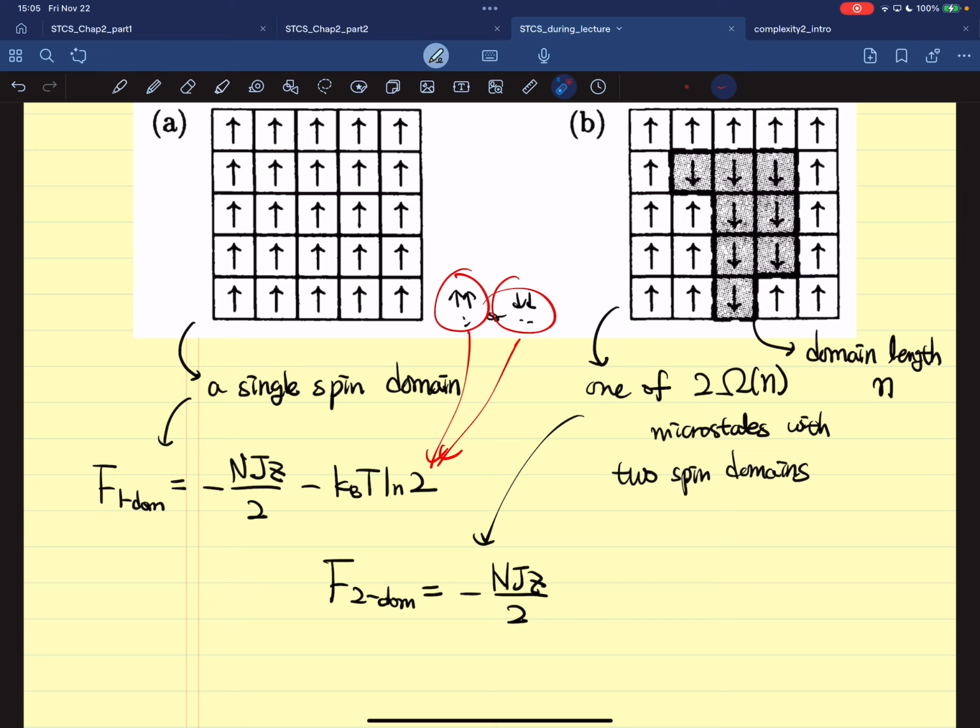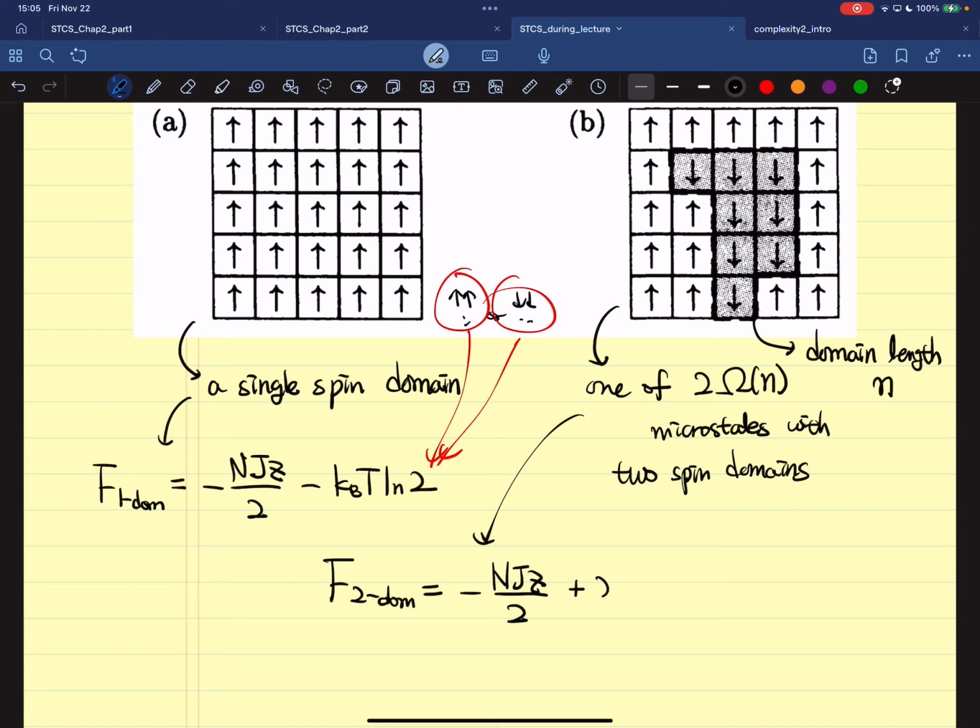Then, because this domain provides the positive energy, it will provide 2J. And this is factor 2 because without this domain, it was minus J, but with the domain, it's plus J. So the difference delta J is actually 2J.